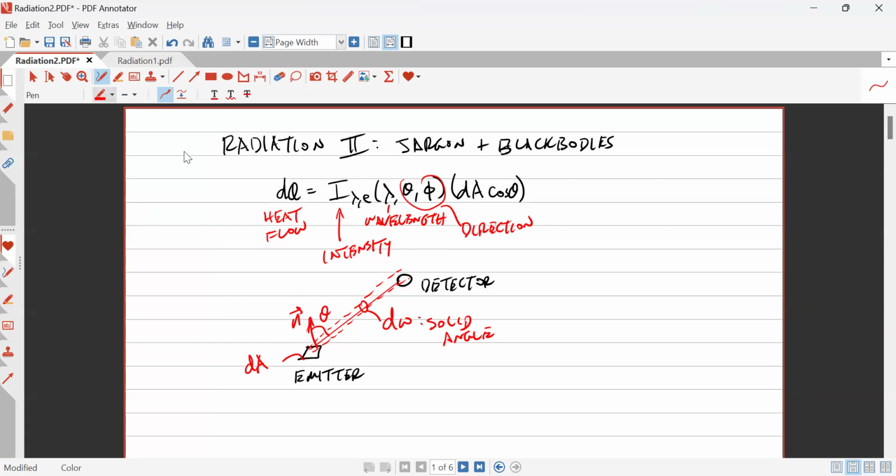And the heat flow, here's dq. Just to finish off the equation up here, it's going to be over some differential wavelength band d lambda, and then over a solid angle d omega. Okay, so this is what we had last time.